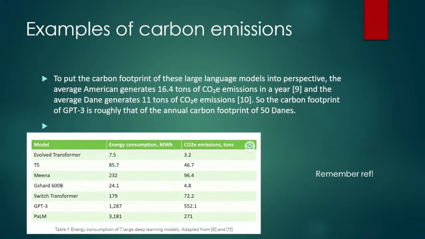And so, in an even more comprehensible manner, an average American generates 16.4 tons of CO2 emissions a year. An average Dane is about 11. And the carbon footprint of GPT-3 is roughly the footprint of about 50 Danes. So, yeah, that's why it's important. This is also a small overview, getting an idea of energy consumption and CO2 emissions. They are not one-to-one, and that has to do with the carbon intensity. But at least it gives an overview over where we're at.